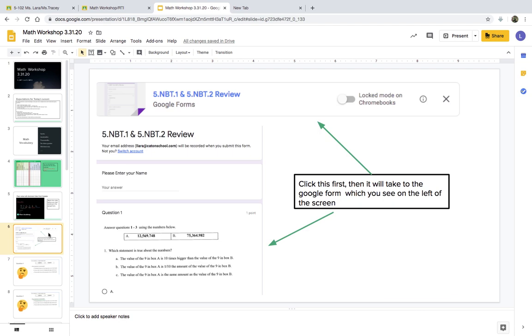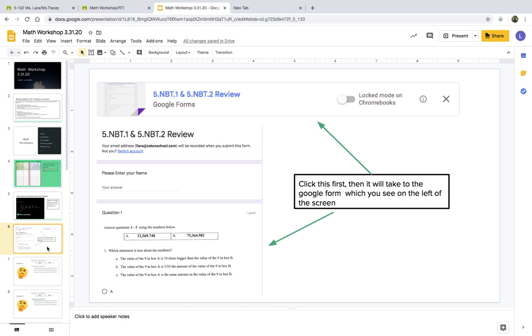Next. So below in the assignment, you're going to see this tab here that says NBT1, NBT4. After you watch the video, you want to make sure that you click here. And then when you click the form, it will take you to the form that you see below. Okay? Once you're there, you know that you're at the correct place and you're ready to start your work. So let's do the first one together.